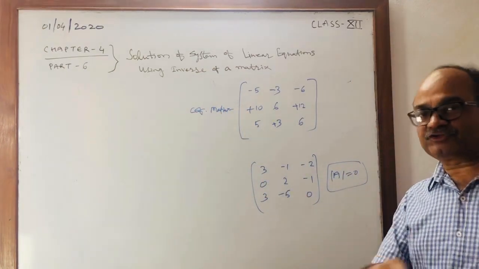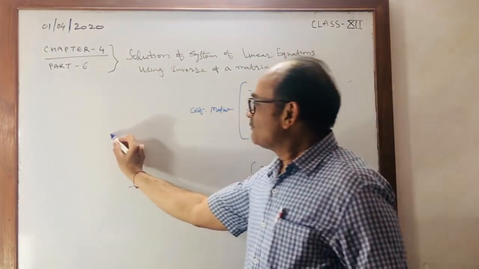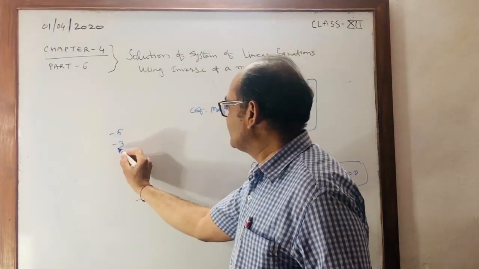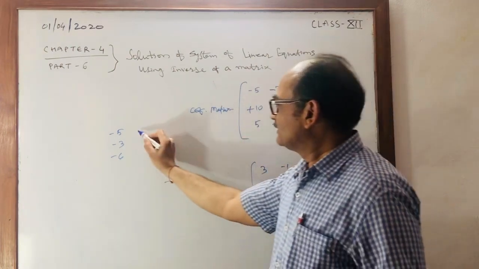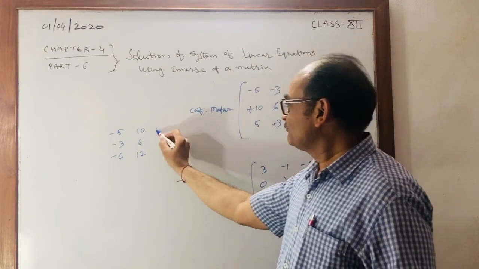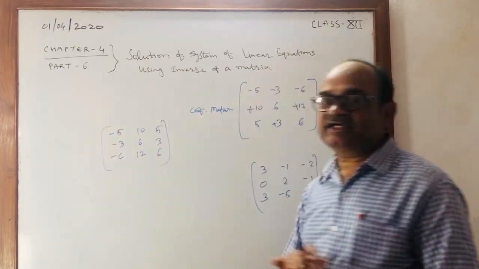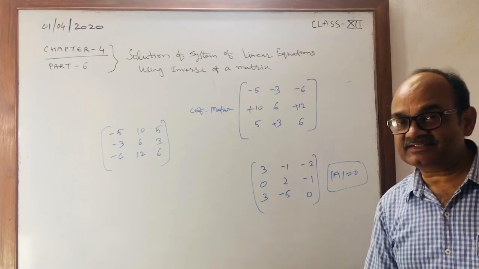Cofactor matrix, when you transpose, what will you get? Adjoint. So adjoint is minus 5, minus 3, minus 6, 10, 6, 12 and the last 5, 3, 6. This is adjoint. What is our second test?